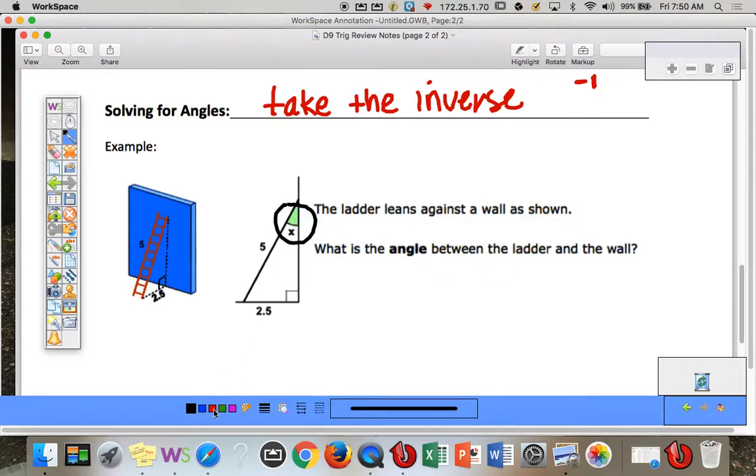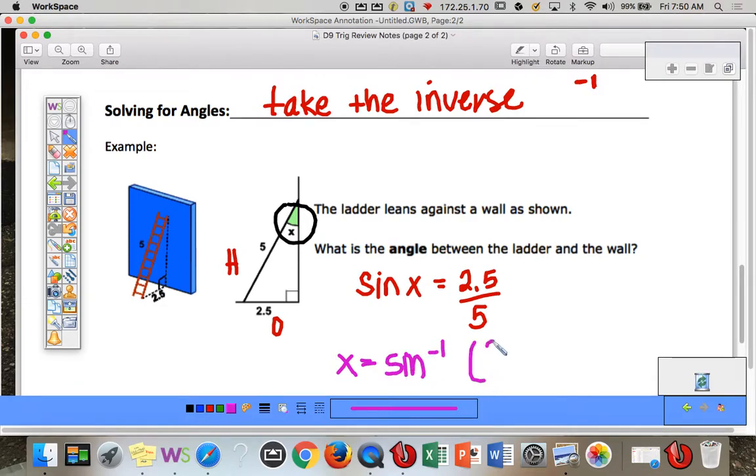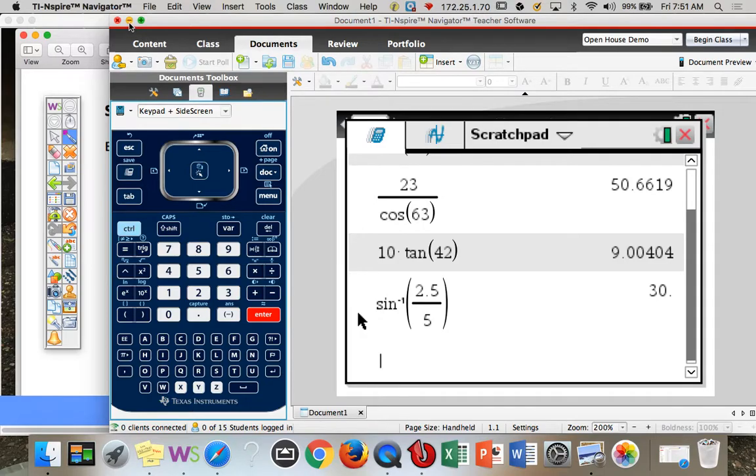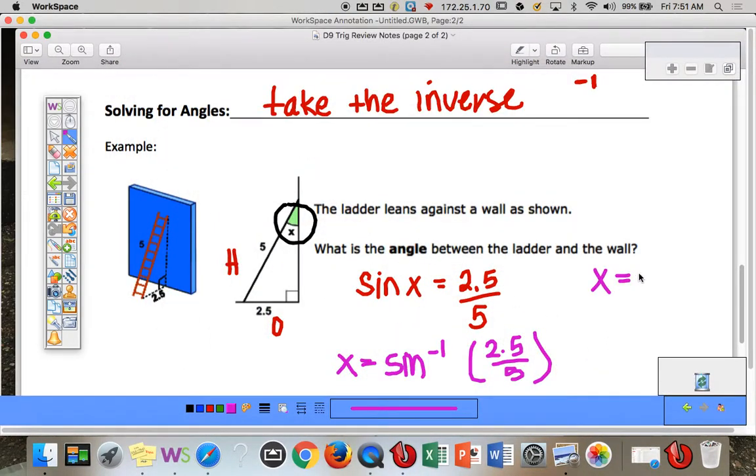Again, we circle our angle and assign our sides. 5 would be the hypotenuse across the 90. We have the opposite side, so this is sine. So sine of x equals opposite over hypotenuse. To get rid of the sine, we take the sine inverse, so x equals sine inverse of our ratio, 2.5 over 5. That's what you type in your calculator: sine inverse of 2.5 over 5. And that would be 30 degrees. So x equals 30 degrees.